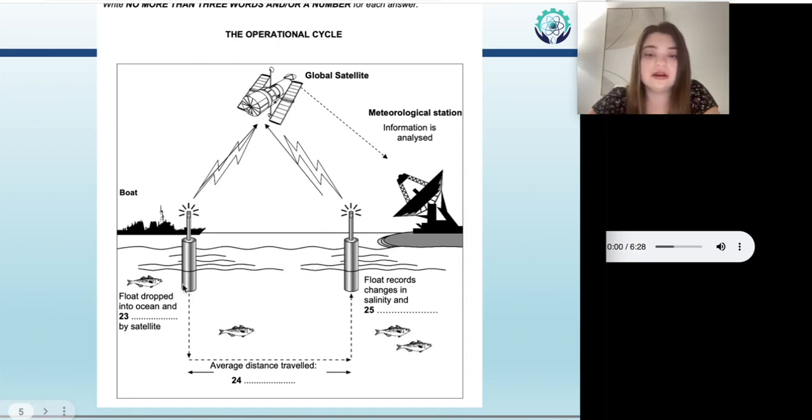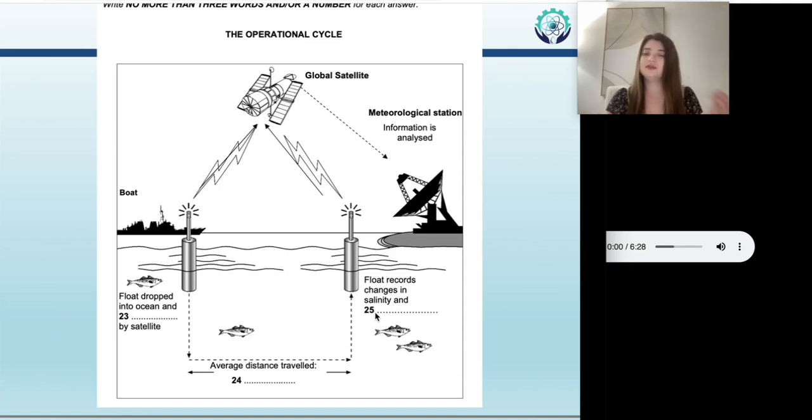And looks like here we start with the global satellite, then meteorological station where the information's analyzed. Oh, and looks like a signal from the boat goes to the global satellite. Looks like the float is dropped into the ocean and something by satellite. Okay, so we've got to look at this part. And then what happens here, the average distance traveled, we have to know that. And also the float records changes in salinity. And what else? What do they record, right?